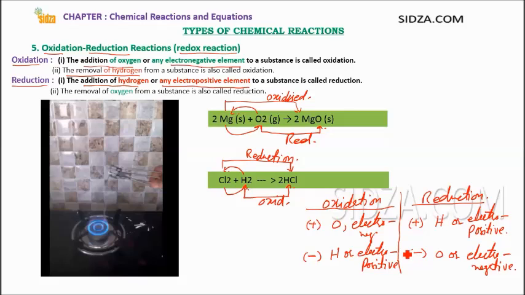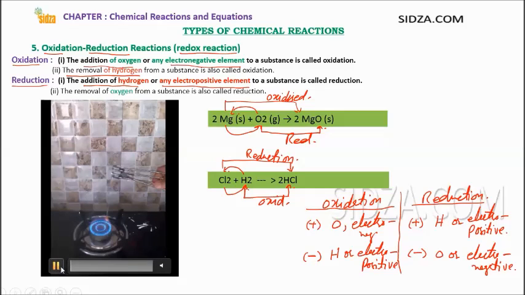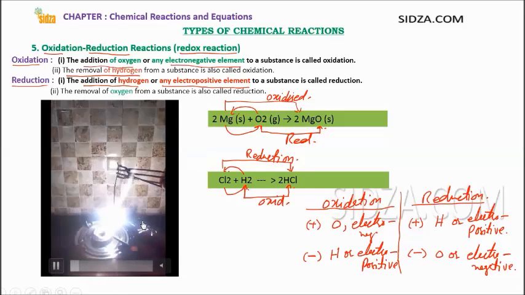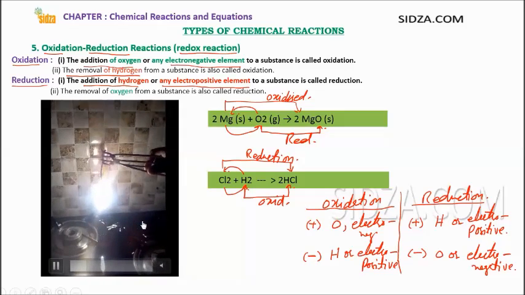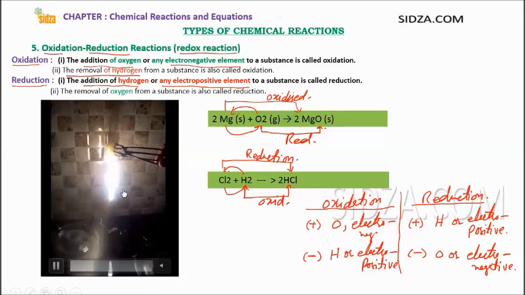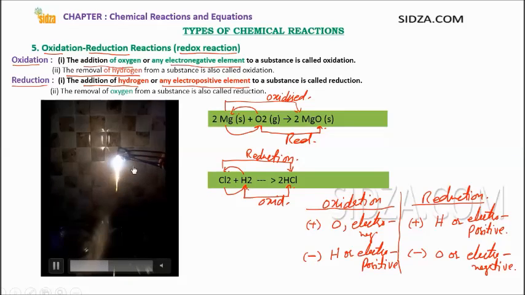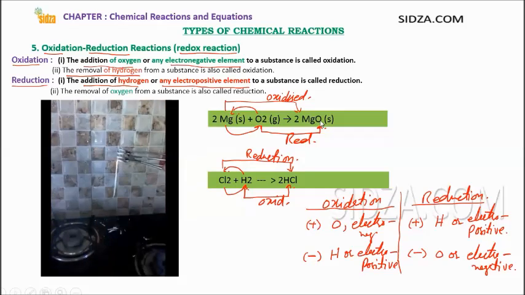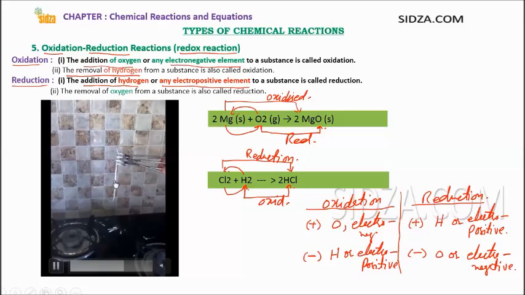So here is an example of one of the redox reactions. In this video we can see that I react magnesium with oxygen. Once I take the magnesium and give it a proper ignition temperature, it starts burning. It reacts with the atmospheric oxygen and forms magnesium oxide. So we can say the magnesium is getting oxidized, right?